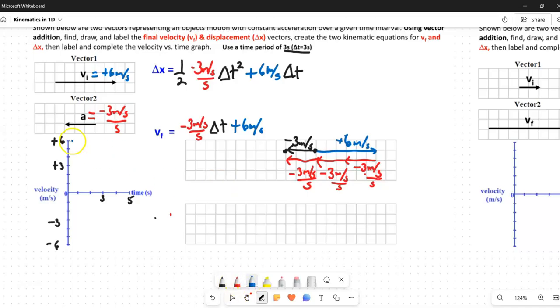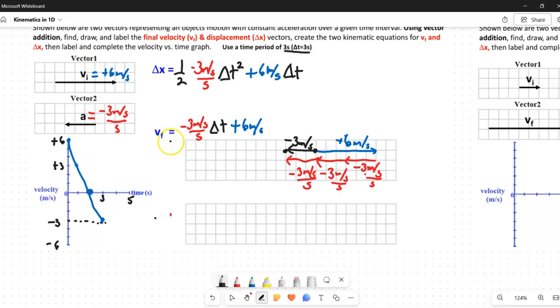So we started out at positive 6 meters per second. After the first second, we should have dropped 1, 2, 3. So after the first second, we're right here. After the second, our velocity is 0, which happens to be right here. And after the third second, we're going to drop 1, 2, 3, and we're now here. So this is going to look like a straight line where our final velocity is negative 3 meters per second.